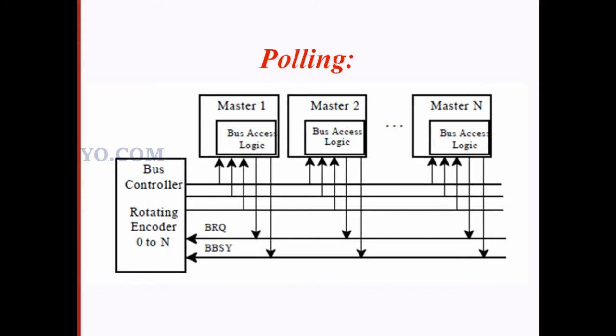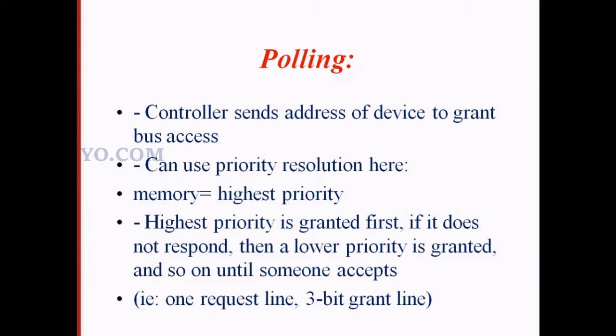Here the bus grant signal is transferred to all the masters in parallel. If any one of the devices finds its acknowledge, that device produces the bus busy signal. After producing the bus busy signal, the device holds the bus and uses it. After completing the transfer, it releases the bus busy signal. This process is called polling.